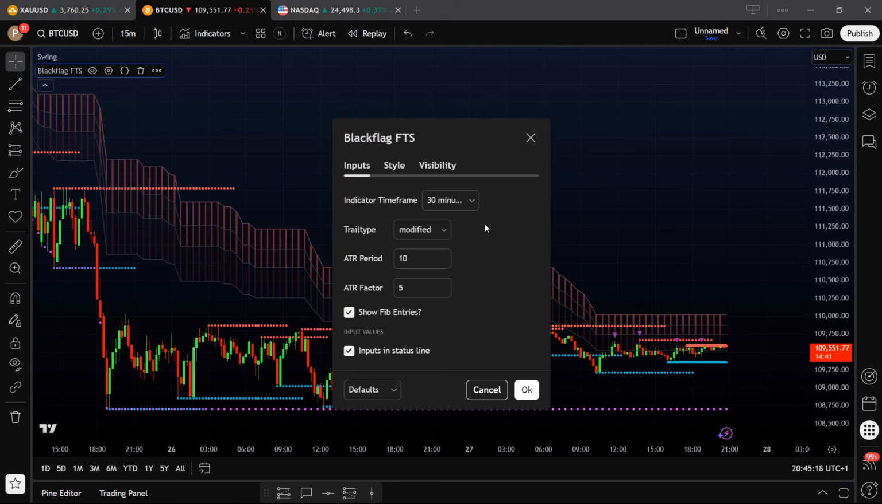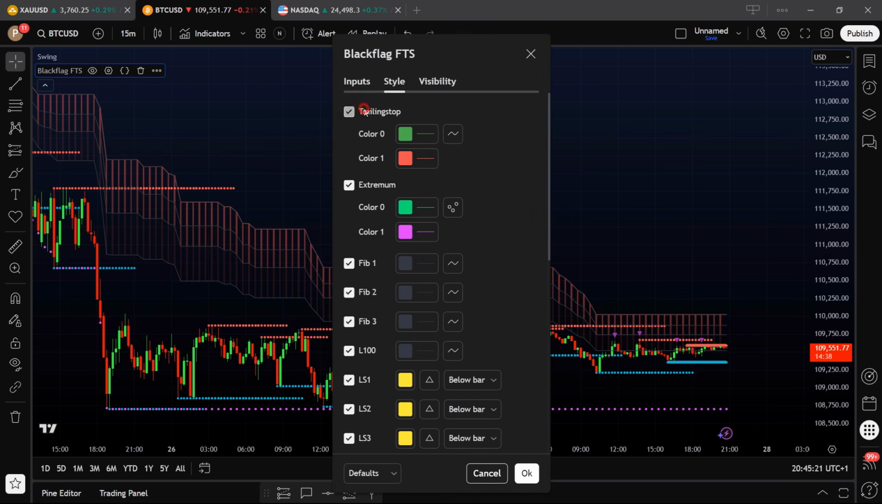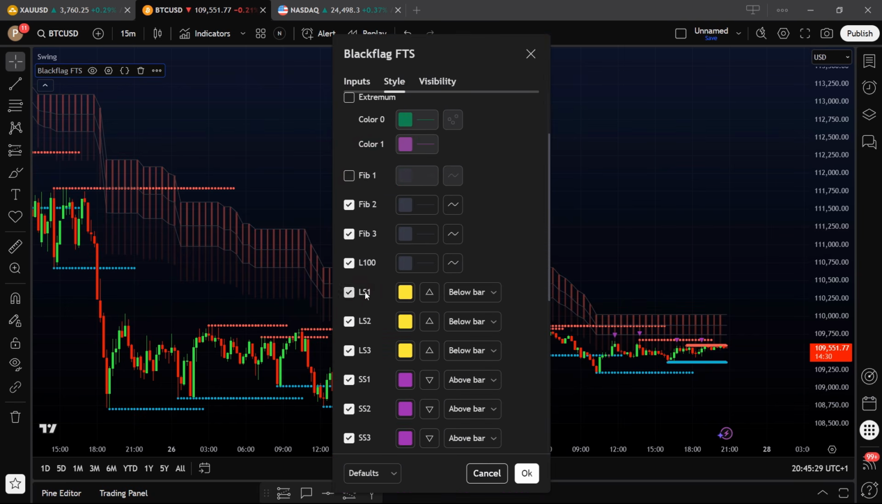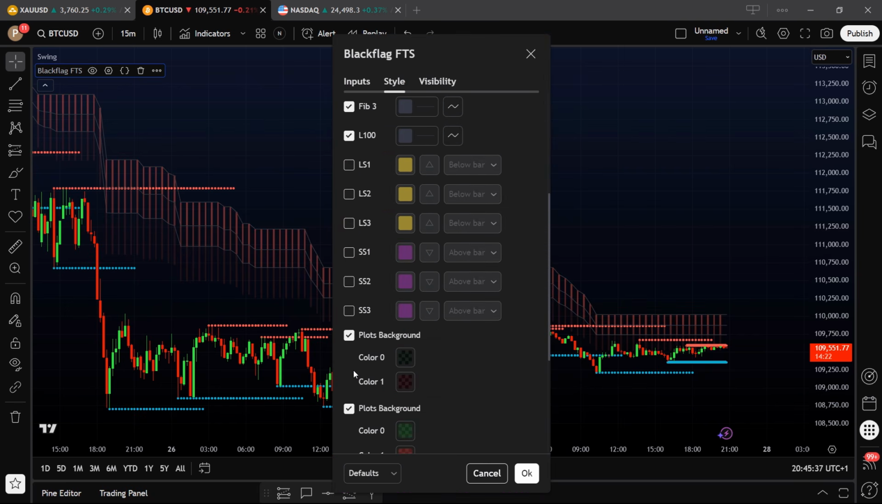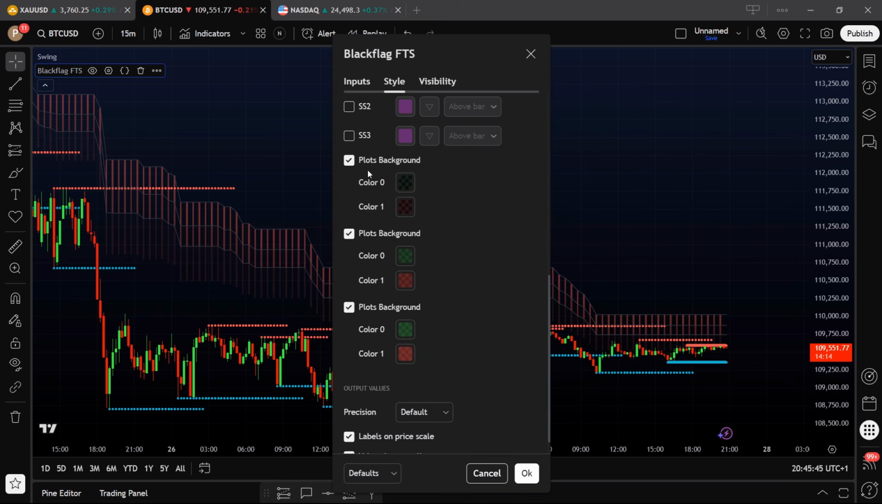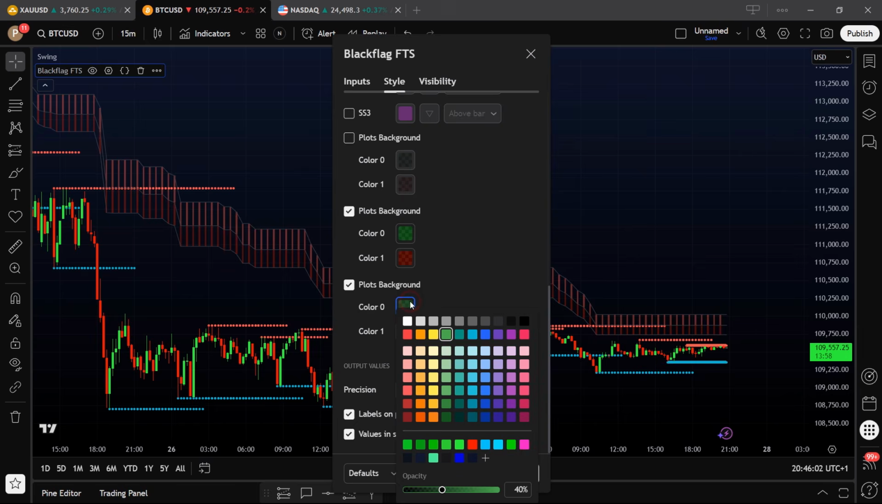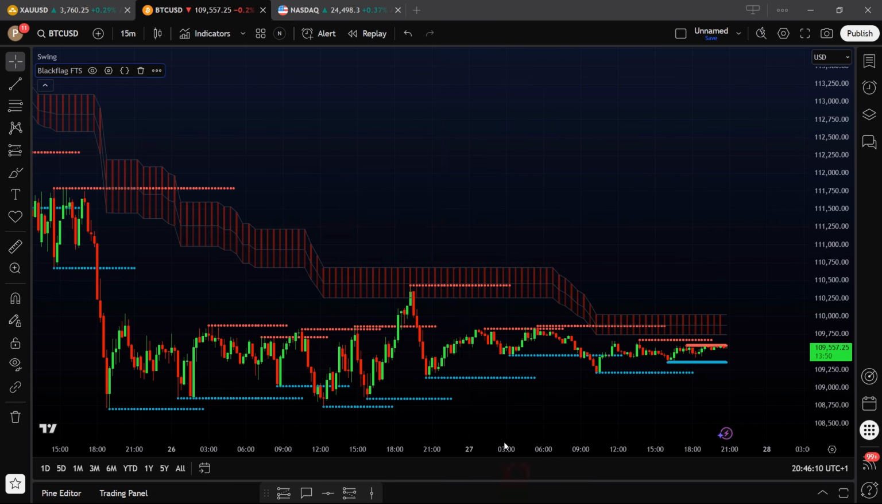Finally, go to the Style tab. Uncheck every box except for the first plot option. This keeps your chart clean. Now your traffic light is ready. If the ribbon is green, the market is in an uptrend. We only look to buy. If the ribbon is red, the market is in a downtrend. We only look to sell.